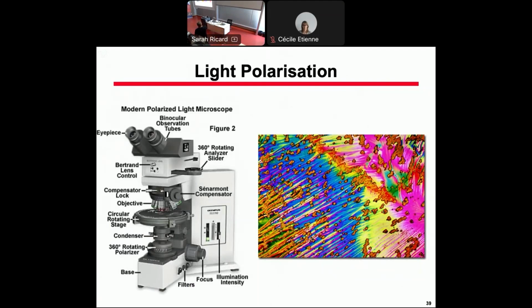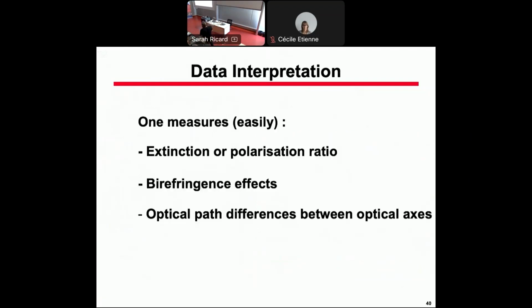To recognize a polarization microscope is very easy. These are the microscopes where a circular stage is used. It's always a square stage, except in a polarizing microscope. If you see this, one measures very easily the so-called extinction or polarization ratio, birefringence effects, and in fact, optical path differences.